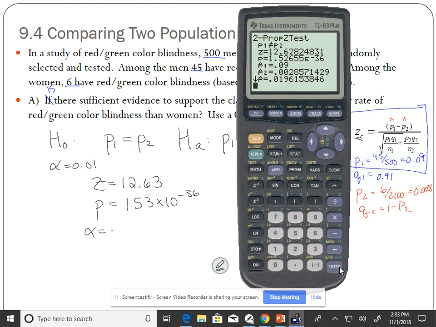Our alpha is 0.01. If I were to graph it, I would accept 0.01 area for my error. My p-value is 1.53 times 10 to the negative 36. So alpha is greater than p. Reject the null hypothesis. There is sufficient evidence to suggest that the means are not the same between men and women color blindness.